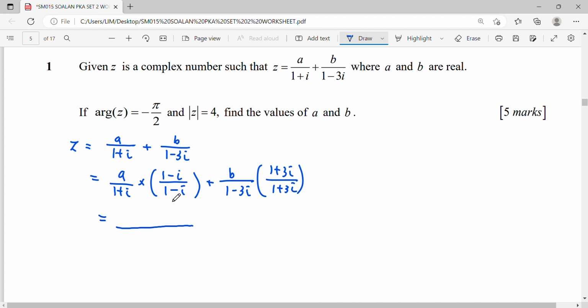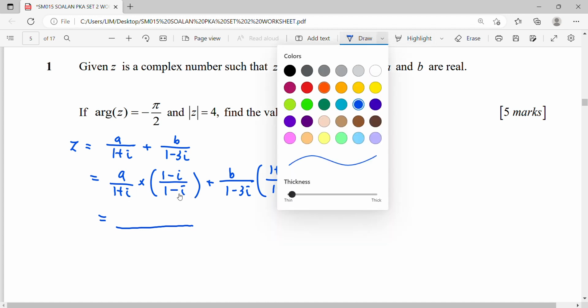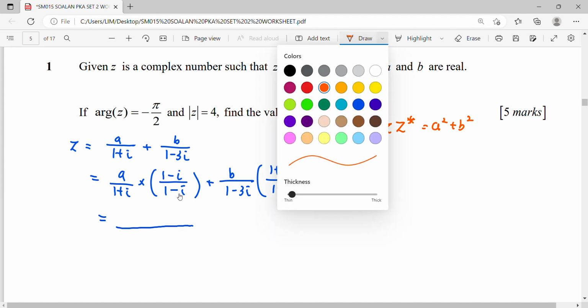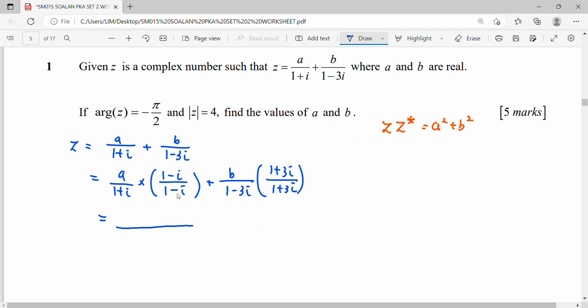Meaning you can see what's the real part, what is the imaginary part. Okay, so simplify this denominator complex number with its conjugate. Straight away you can do, when you multiply a complex number with its conjugate, a square plus b square. Take out the constant a and constant b, then you square it, add it together. So 1 square plus 1 square, 2.